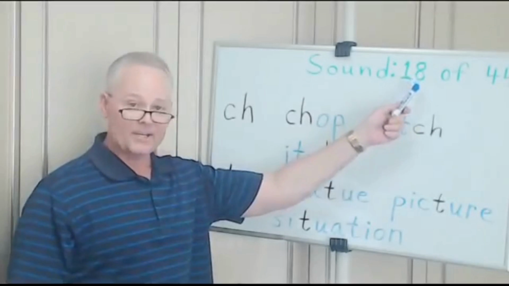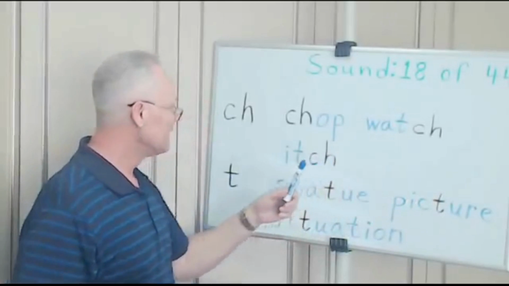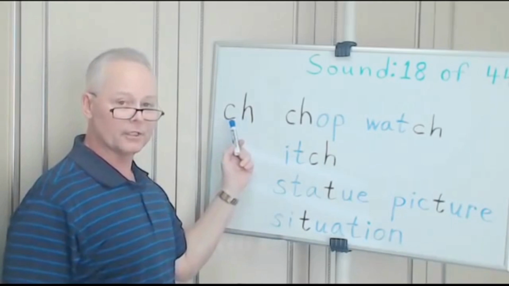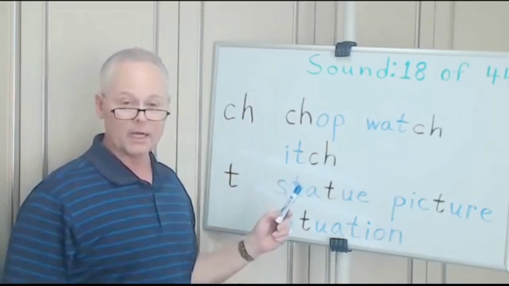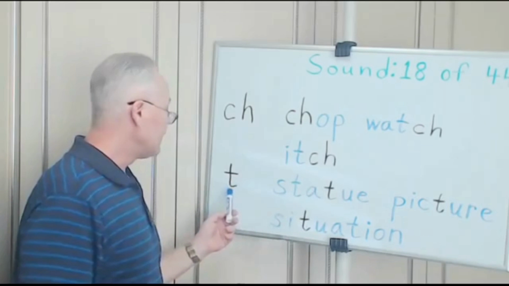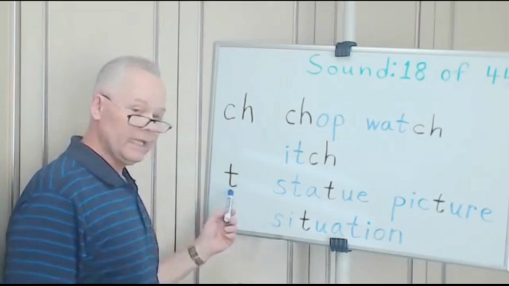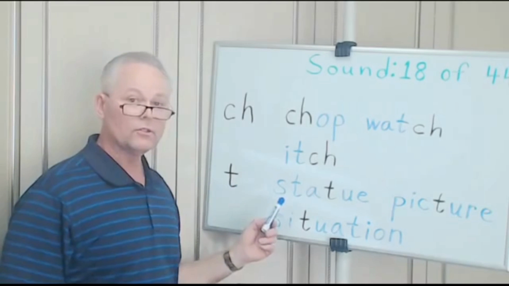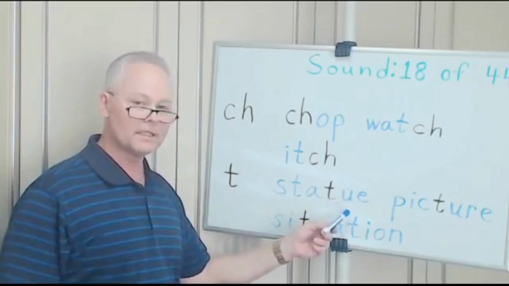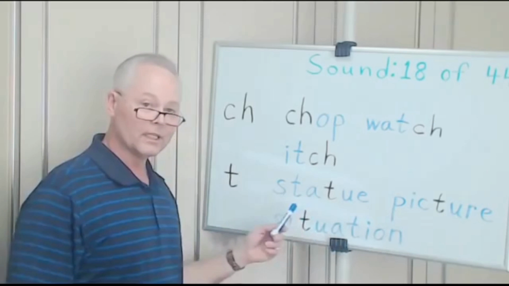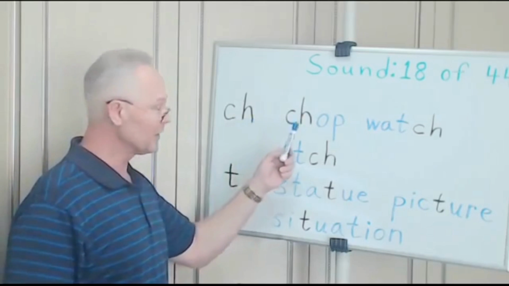Hello. Sound 18 of the 44 sounds of American English. Here we have a letter combination, two consonants, CH. Ch, ch, ch, ch. So the sound we're talking about, ch. Now here we have the letter T all by itself, little single consonant. T, ta ta ta, no no no, cha cha. In this case, it's sitting beside the letter U as you can see, but the T makes this ch sound. Let's look at these words.